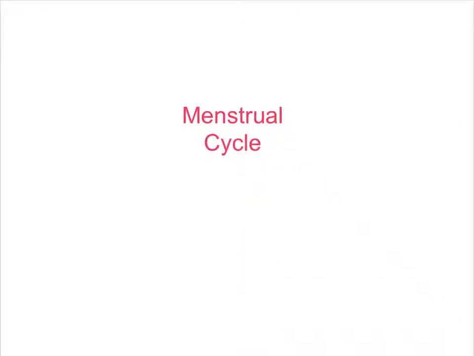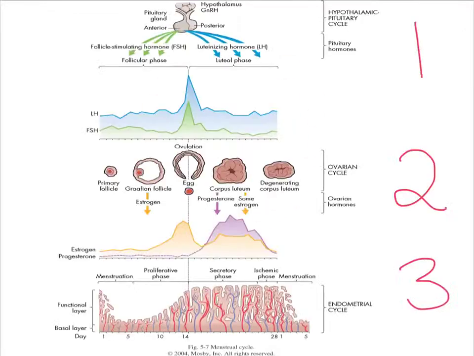Hello, this video is about the menstrual cycle, which is what prepares the uterus for a pregnancy, and as you will see, it is a feedback mechanism involving three different systems. This slide shows the three different cycles.